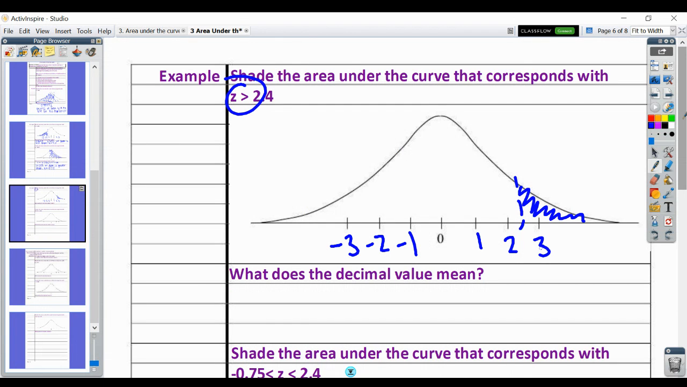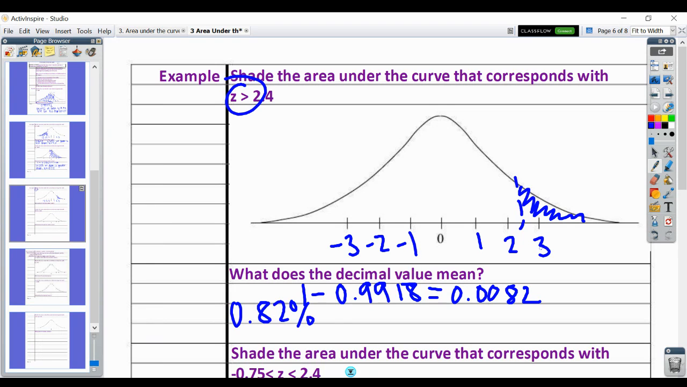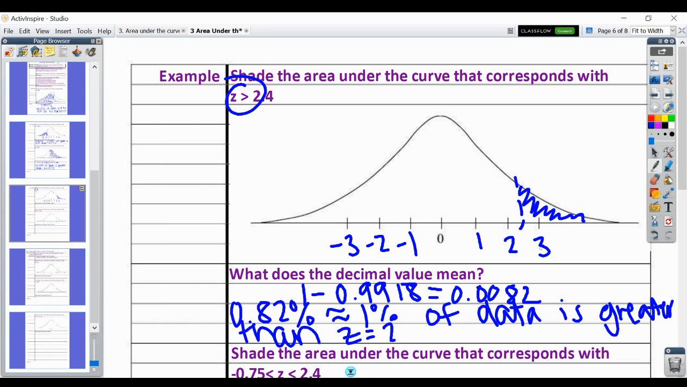Come back here. But again, that would be nice if we were just looking at to the left of the data. But we care about what is to the right of it, so you have to subtract this number from 1. And we should be getting 0.0082. So what does that mean again in terms of percents? So 0.82%, or approximately 1% of data, is greater than z equals 2.4.